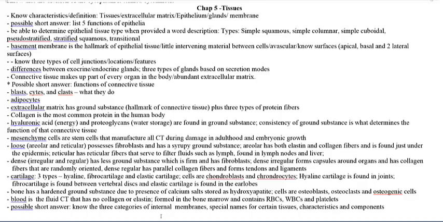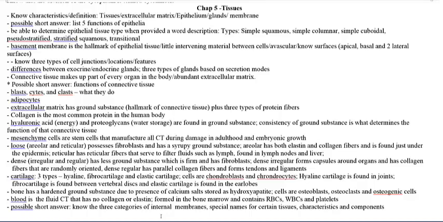Finally, yay, the last line is know your three categories of internal membranes. So that excludes the cutaneous membrane. So we have the mucous membranes, the serous membranes, and the synovial membranes. You should know any special names, characteristics, and components.